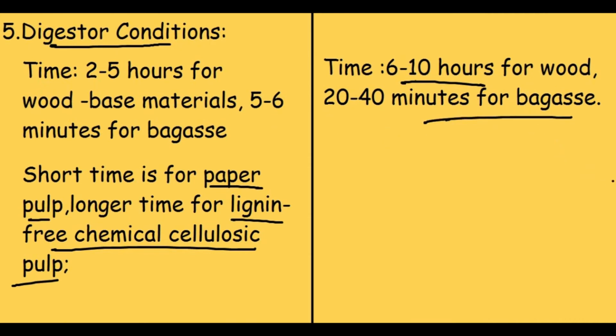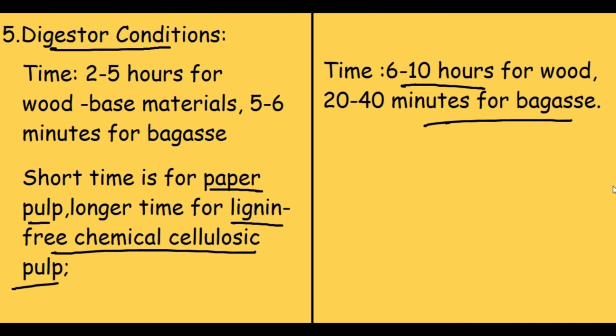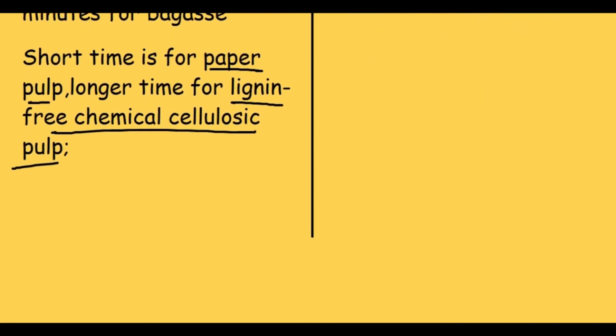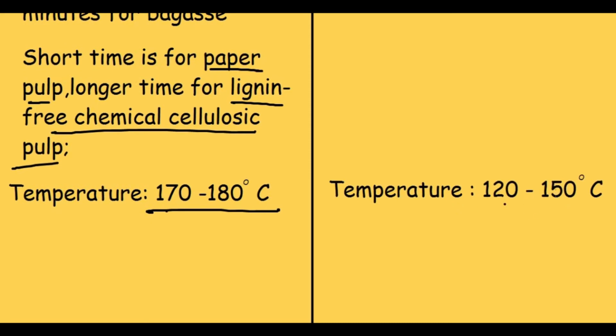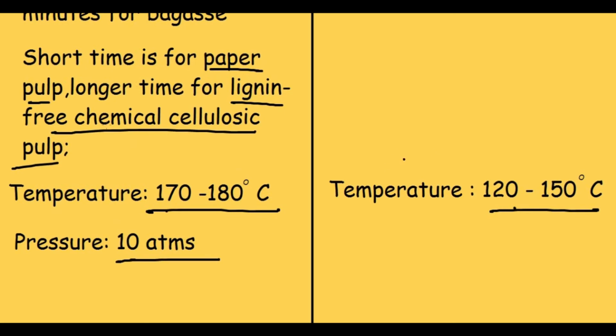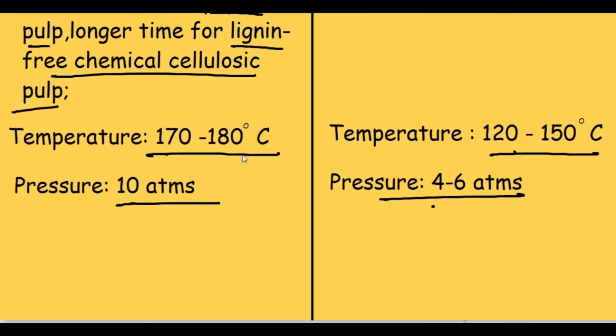Next comes the temperature of the digester. For sulfate pulp, the temperature is 170 to 180 degrees centigrade, and for sulfite pulp the temperature is 120 to 150 degrees centigrade. Remember, this is the temperature of the digester. Next comes the pressure. For sulfate pulp the pressure is 10 atmospheres, and for sulfite pulp the pressure is 4 to 6 atmospheres. Now let's move on to the next point.